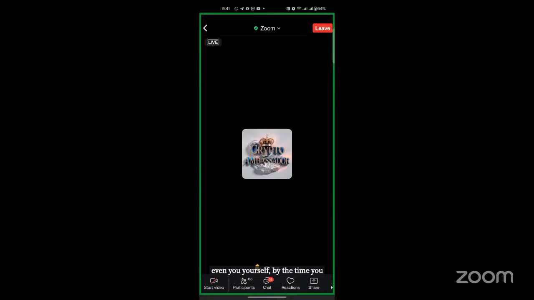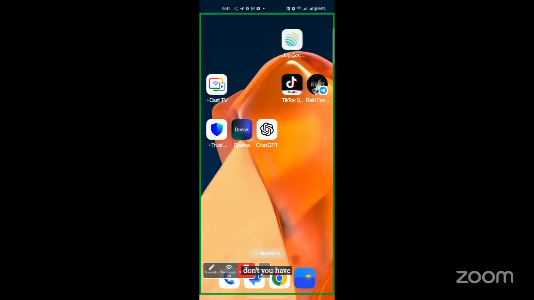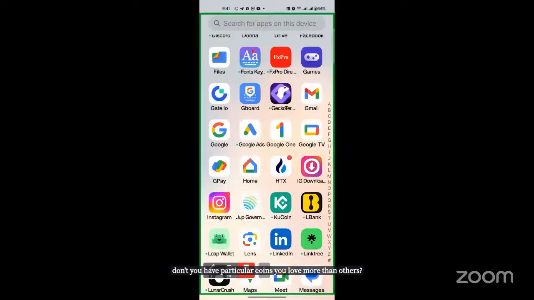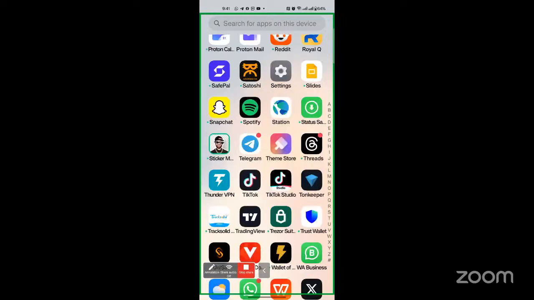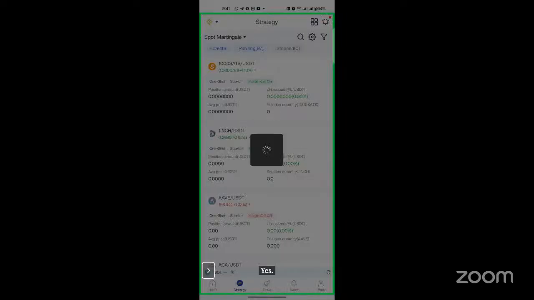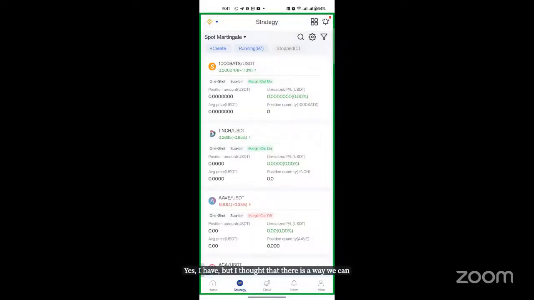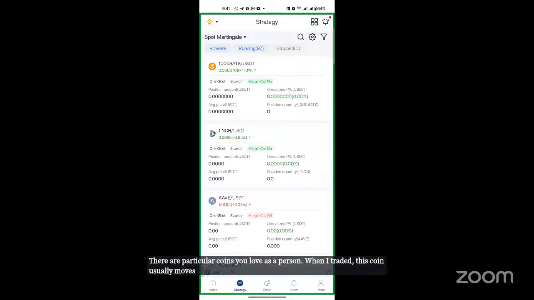You get to know them using your experience in the business. As I'm trading, even you yourself, for the time you have been in the business, don't you have particular coins you love more than others? Yes, I have, but I thought that there is a formula. There is no formula because nobody controls the market. There are particular coins you love as a person. When I trade this coin, usually it moves fast. It will come with experience.